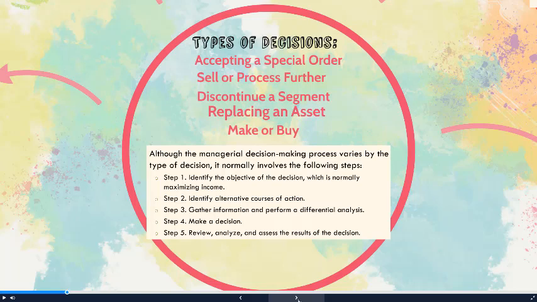Second, we'll identify all the alternatives that we can pick from. Third, we gather all the important information. Step 4 is to make a decision. And then step 5 is to analyze the results of this decision.